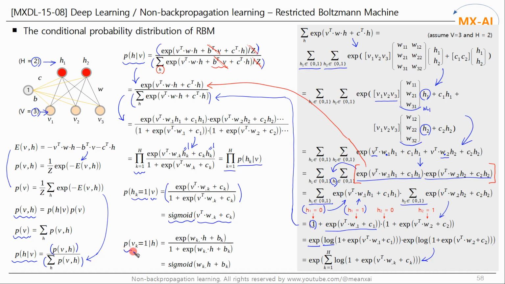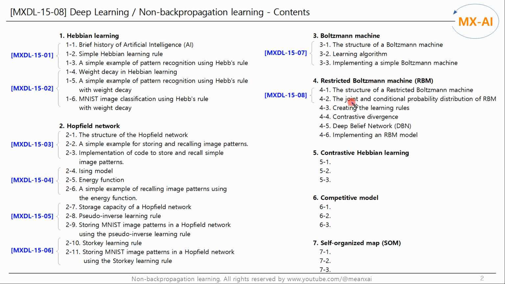In the same way, the probability that Vk becomes 1 when H is given can also be derived as follows. The last expression in the right box is used to create the learning rules for the restricted Boltzmann machine in the following video. In this video, we looked at the joint probability distribution and conditional probability of restricted Boltzmann machines. In the following video, we will create learning rules for RBM and implement a simple RBM model in code.